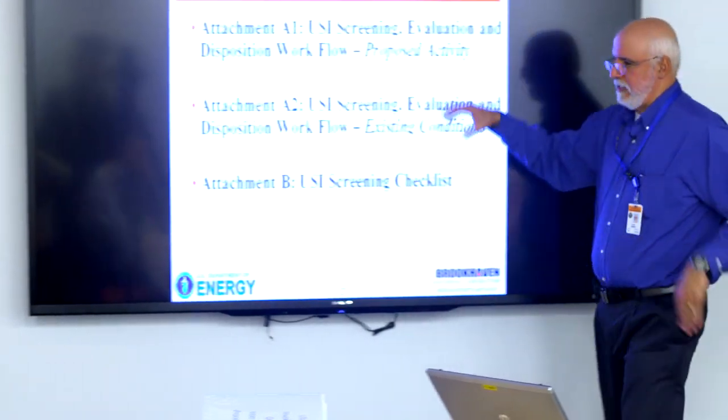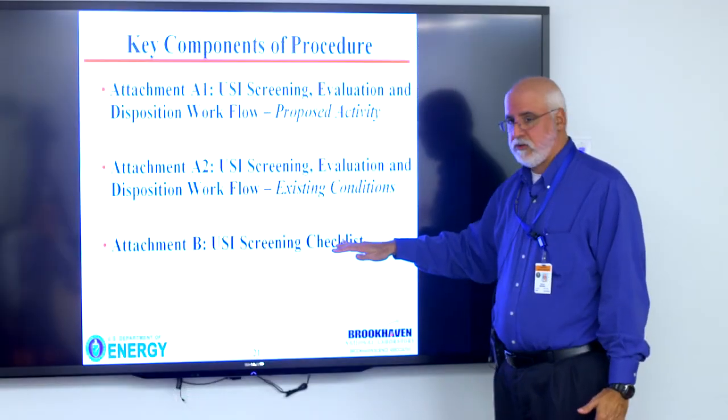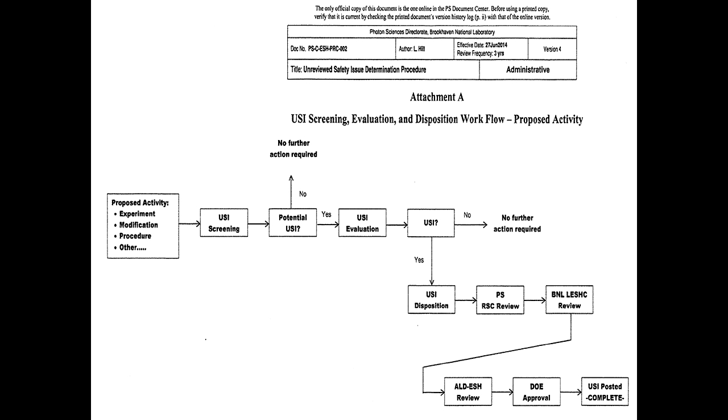Okay. So these flow charts, the last time we gave this training a year ago, A and B were combined. But now we're smarter. And so we recognize it's better if we have one flow chart that deals with proposed activities. Remember, this is just proposals, but you can have a USI, even on something proposed, versus existing conditions. So we have those two flow charts, and then we're going to look at the screening questions. So just a quick little peek at this. And so, again, proposed experiment, modification, procedure, etc.